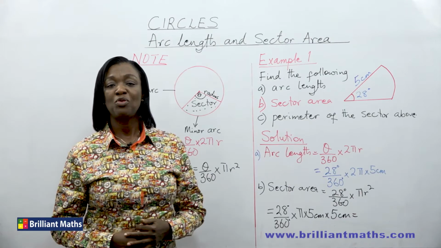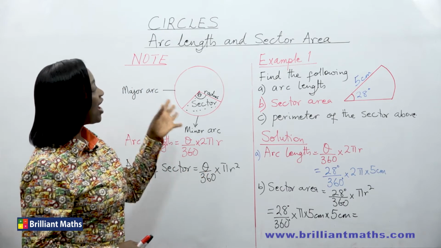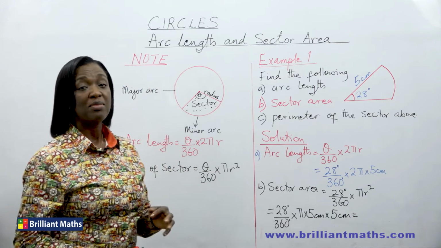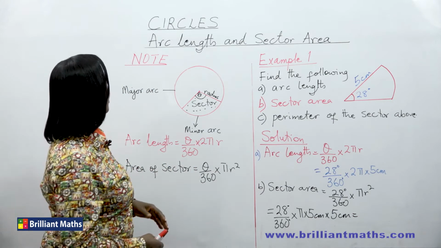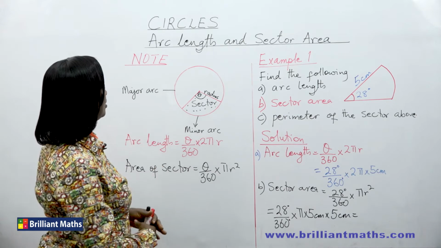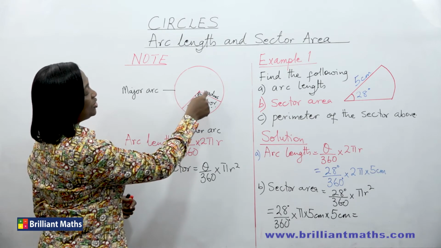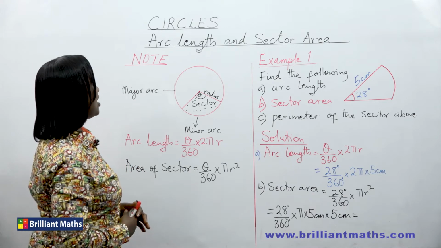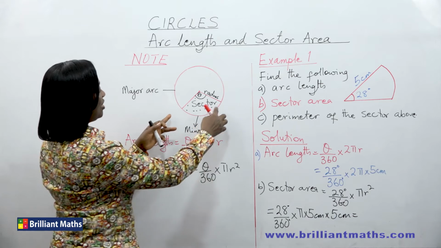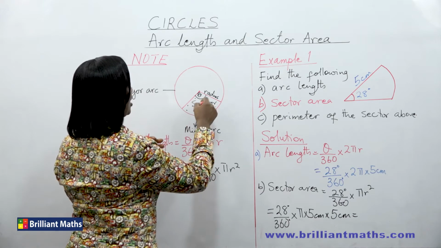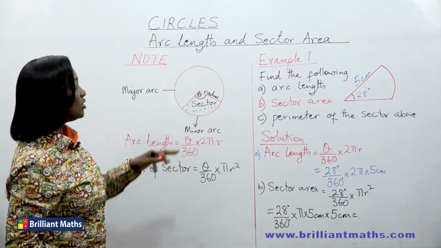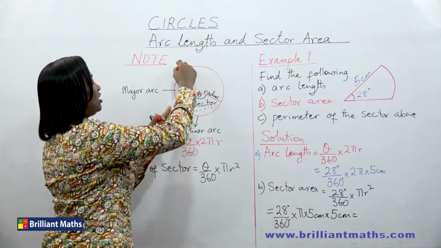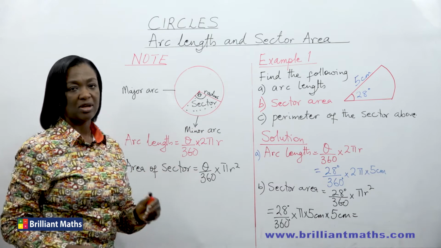In this part of the lesson, we want to learn how to calculate arc length and sector area. But let's understand what we mean by arc length and sector. If you have a circle, the line from the center to the circumference is a radius. We already learned that. So when you have 2 radii, the section between the 2 radii is called a sector. So this is a minor sector, and then the major sector is the other part of the circle.